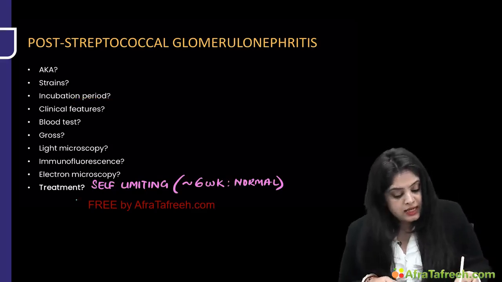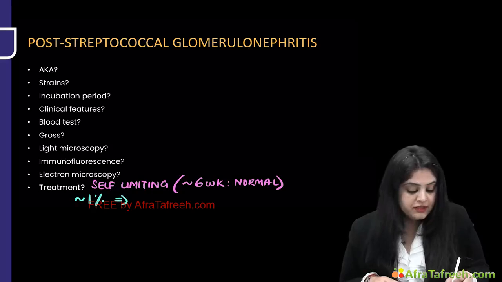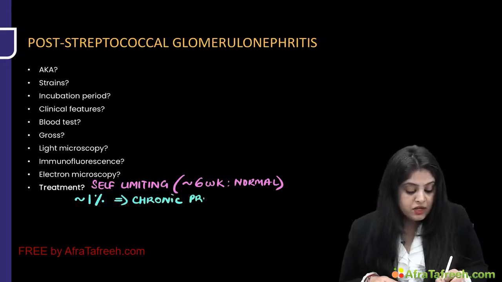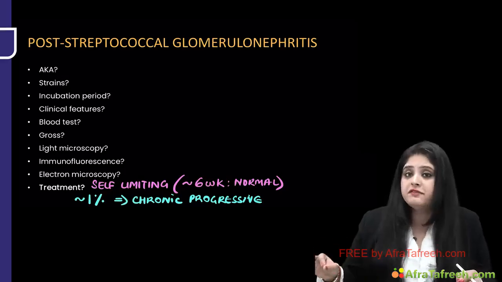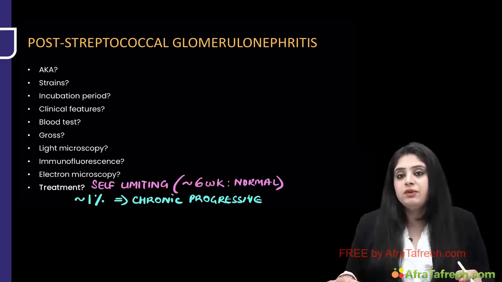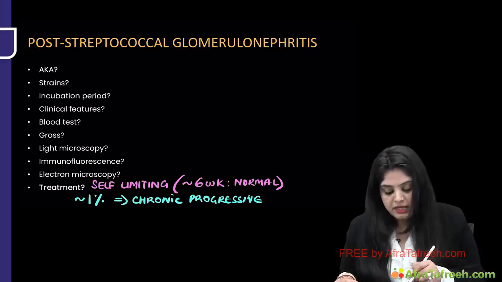It is only in almost or less than 1% of the cases that this is going to become chronic and it is going to progress. Less than 1% of the cases only. But in 99, I can say 99 and above cases, it is going to go back to normal on its own, and that becomes the end of your PSGN.